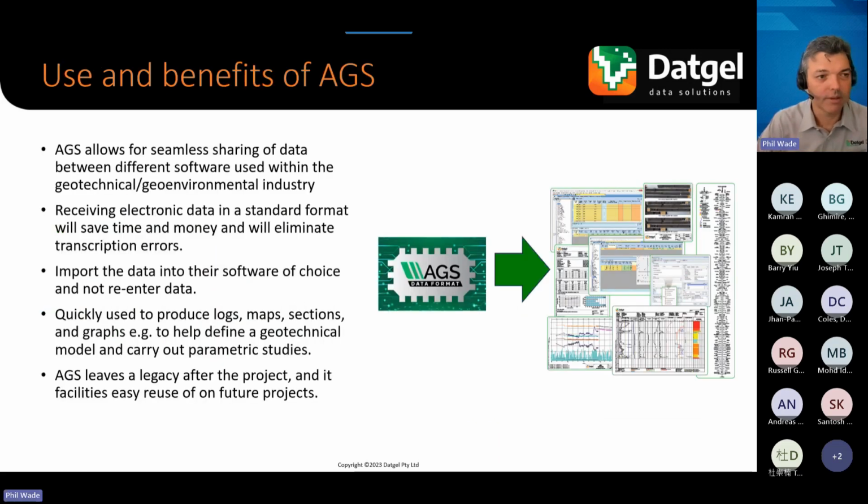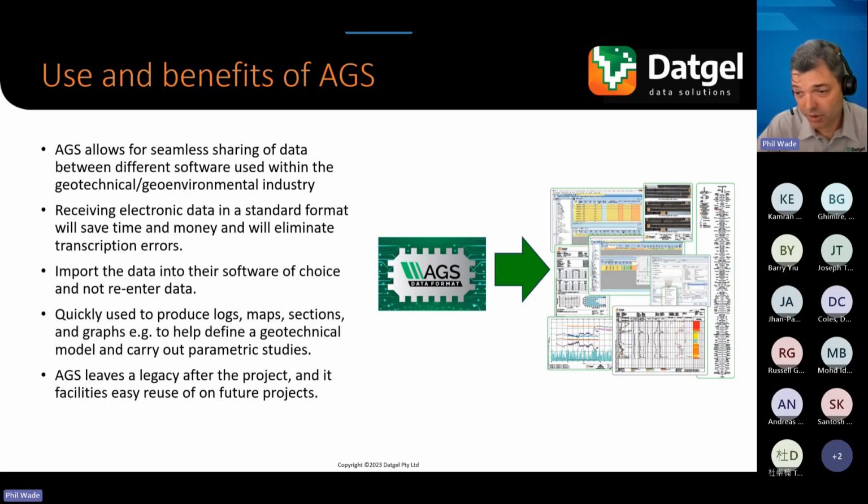Okay, what are the benefits? Why would you do this? Why would you create AGS format and go to that effort? Well, AGS format allows the seamless sharing of data between different software and different organizations within the industry. So if you're receiving data in a standard format, you can immediately import that into your chosen software without having to retype it or manipulate the data in order to get it in. So it makes it a lot more efficient to reuse the data.